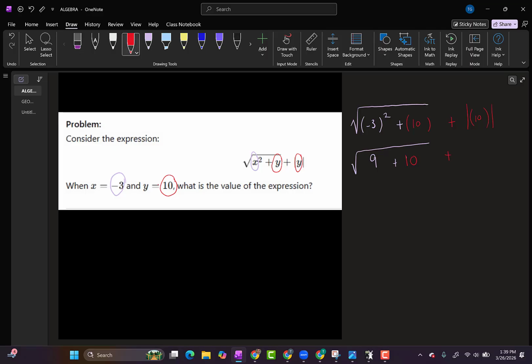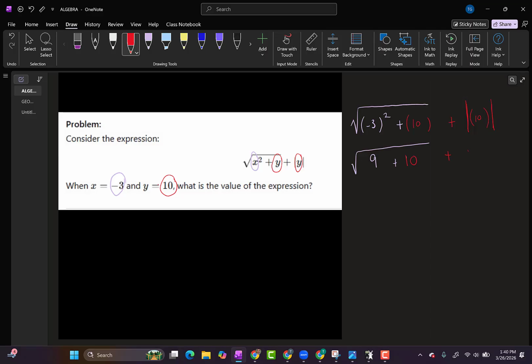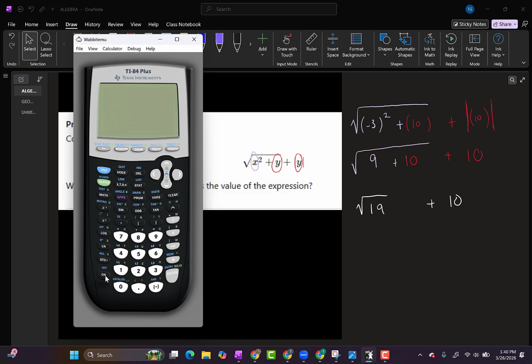The absolute value, so these vertical bars right here, these just mean the distance from 0. So on a number line, how many units is 10 from 0? Well, it's just 10. 10 is 10 units from 0 on the number line. And then we'll simplify this. 9 plus 10, of course, is 19 plus 10. It's possible this is the correct answer right here, but more than likely, depending on what the instructions say, they may say, give me a decimal for this problem.